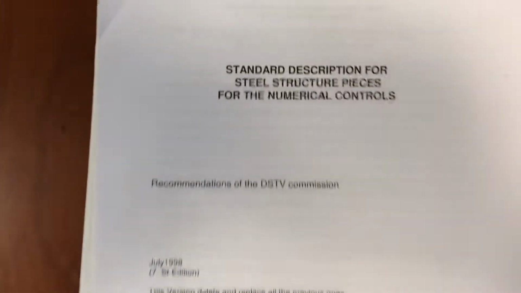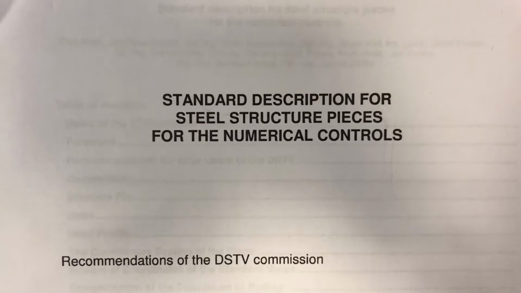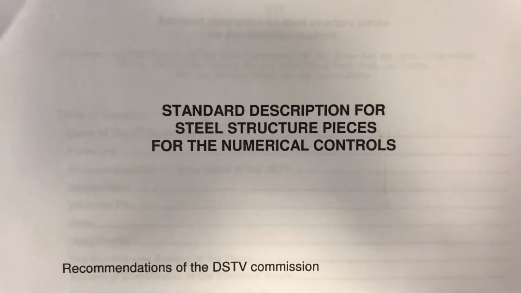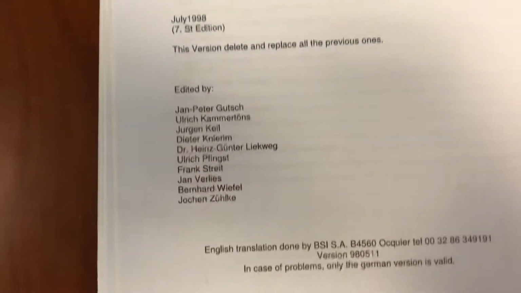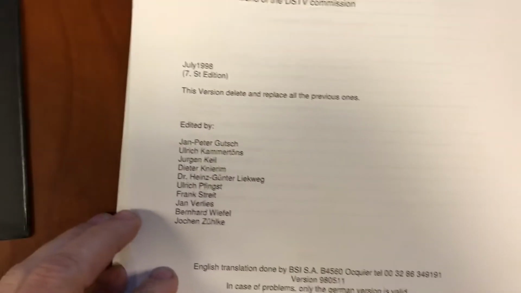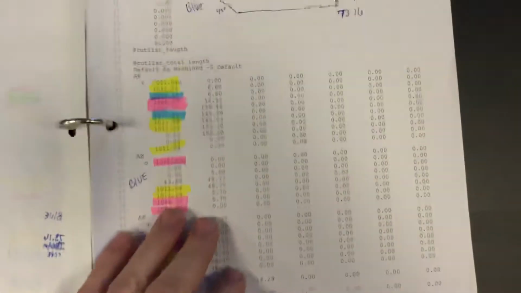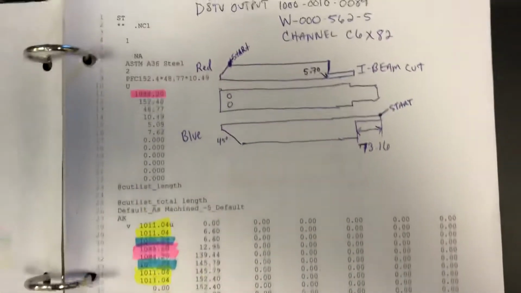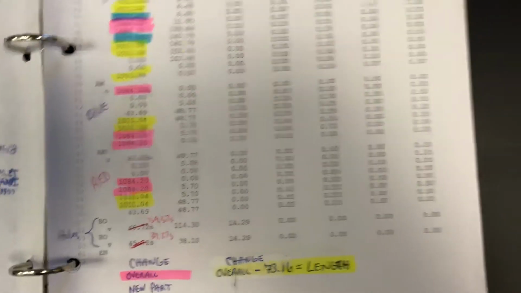So the first thing you're going to do if you're going to start working with these is look this up on the internet. Standard description for steel structure pieces for the numerical controls. It's a European standard. It's used across the industry to create these files. As you can see here, I have an example of a file. This is an actual one that I use for a piece of channel.